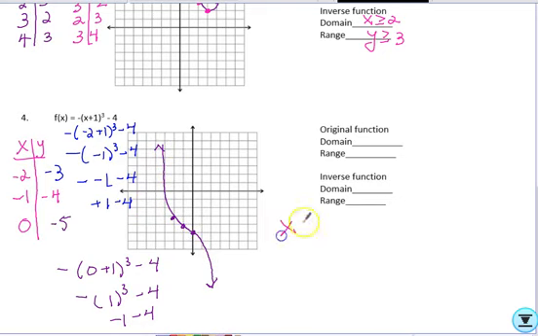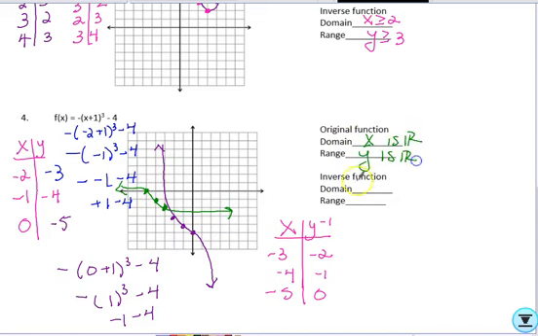So my inverse, reflect my points. And here's that cube root shape. And the domain and range of all of these is all reals. So x is all reals, y is all reals, because we go in every direction. We use every number, big, small, positive, and negative.